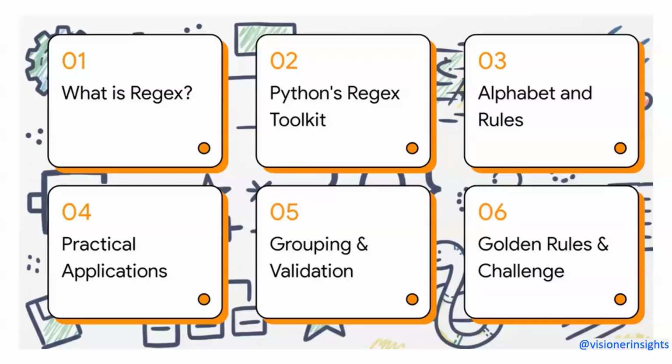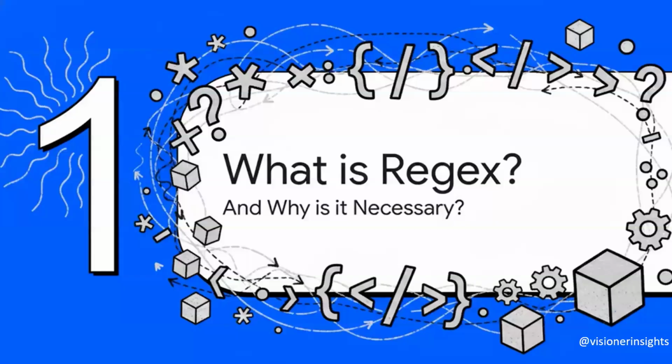Okay, here's our agenda for today's explainer. First, what is Regex and why is it necessary? Then we'll open up Python's Regex toolkit, learn the Regex alphabet and rules, and dive into practical applications with code examples. After that, we'll tackle grouping and complex validation, and finally, we'll cover some golden rules and a little challenge for you.